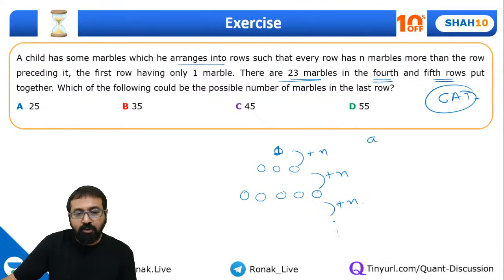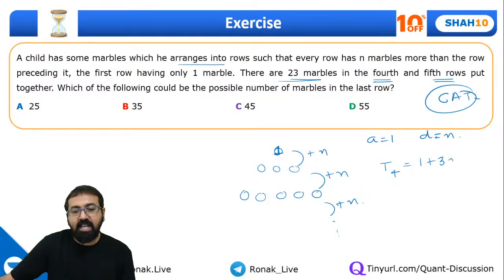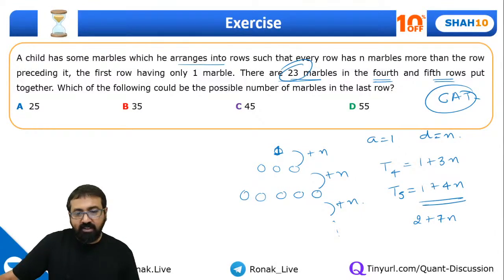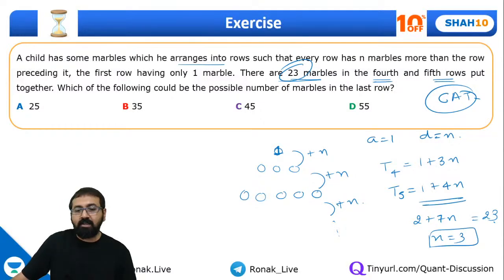So I know the first term is 1, the difference is n. So what will be the fourth term? Can I say the fourth term will be 1 plus 3n, and the fifth term will be 1 plus 4n. So the total will be 2 plus 7n, and this is given as 23. So n will come out to be 3. Correct? n will come out to be 3.